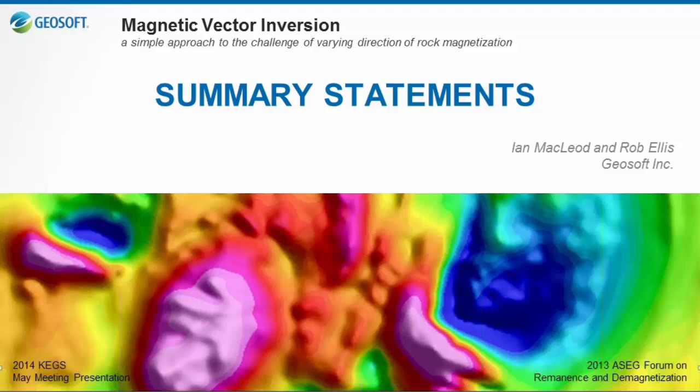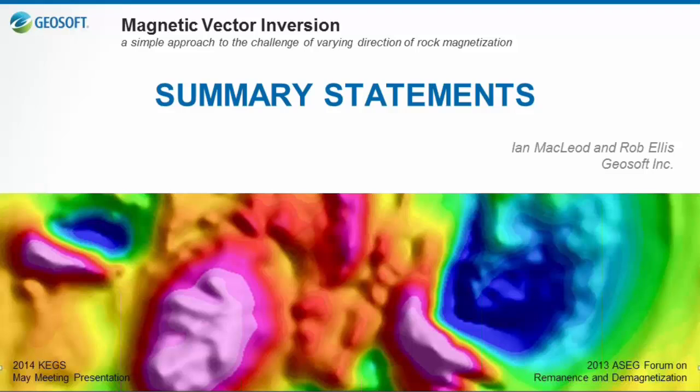So I'd just like to close with a few summary statements. They're not really conclusions, they're just position statements from our perspective. We suggest that inverting for the magnetic vector direction and intensity is straightforward, it works, and it is useful. We believe it's the best thing to do in most cases, and in all cases where the direction of magnetization in the rock is different from the Earth's field. In fact, if you aren't doing this, we believe you're making a mistake.